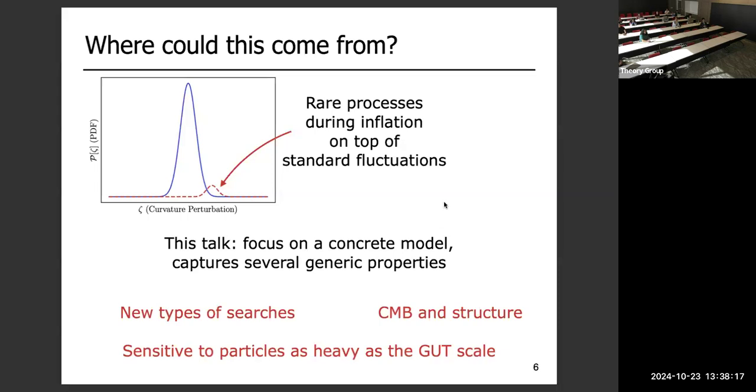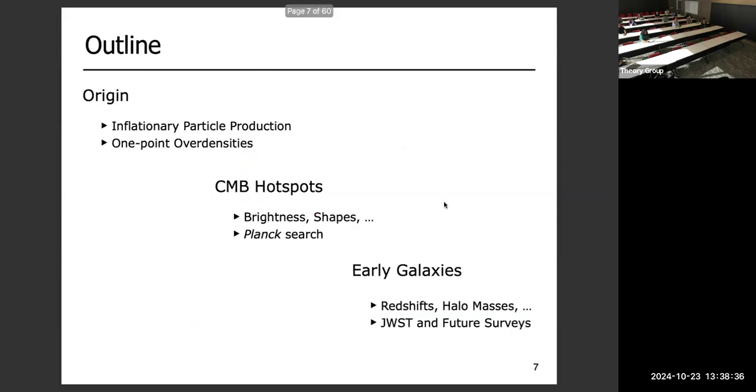And in some sense, depending on what the Hubble scale during inflation is, these searches could be sensitive to particles that are extremely heavy, as heavy as the GUT scale, which could be around 10^16 GeV. So that's kind of the broad idea. And with that in mind, here's the outline for the rest of the talk.